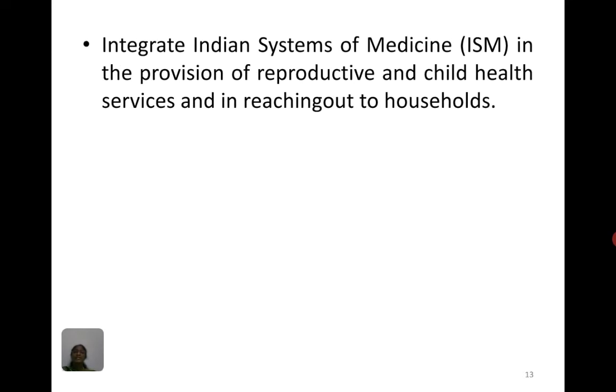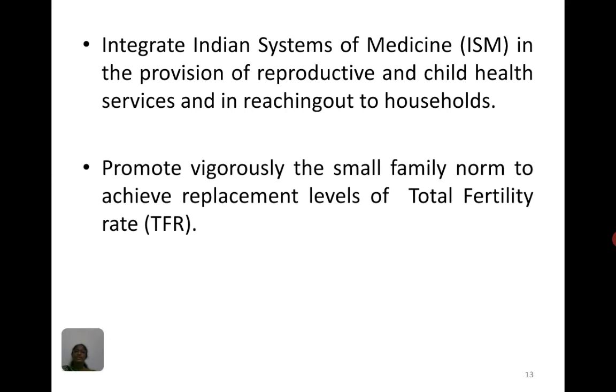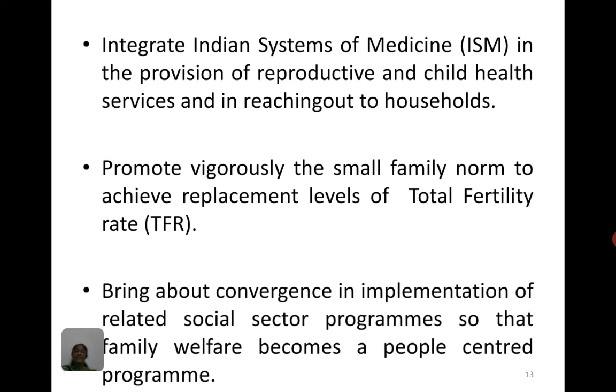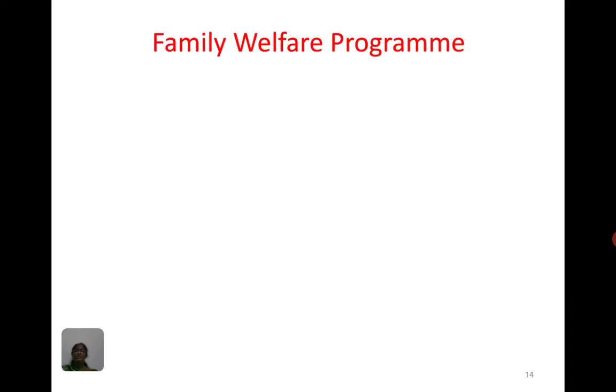Integrate Indian systems of medicine in the provision of reproductive and child health services and in reaching out to households. Promote vigorously the small family norm to achieve replacement levels of TFR. Bring about convergence in implementation of related social sector programs so that family welfare becomes a people-centered program.